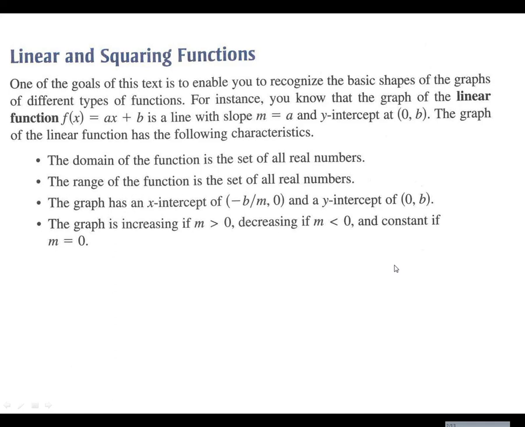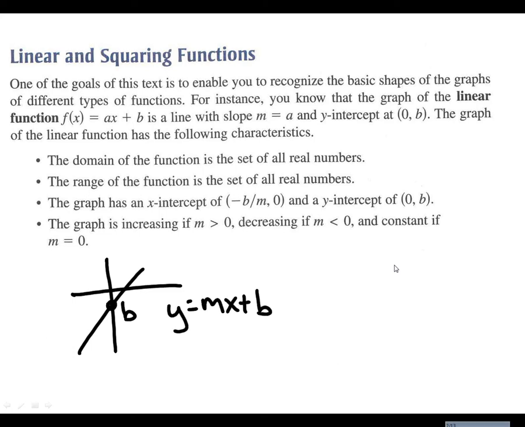This is for a linear function, a straight line, something that has a b down here and has a slope. This is y equals mx plus b, a regular old straight line. Domain: everything. We can plug in any x we want, no problem. Which means also the range: we're going to get every y value because we go up and down forever. We have an x-intercept of negative b over m, comma 0, and a y-intercept of 0, comma b.